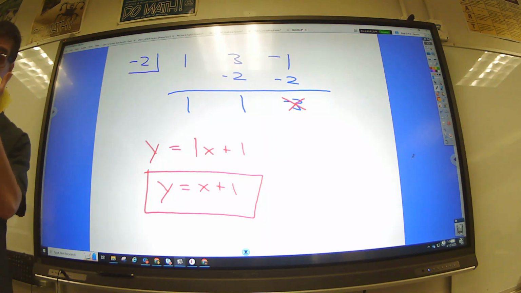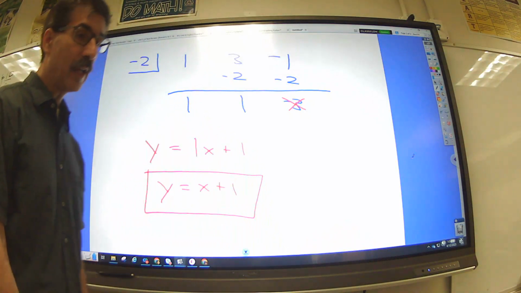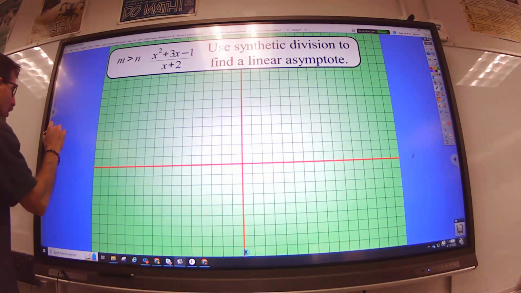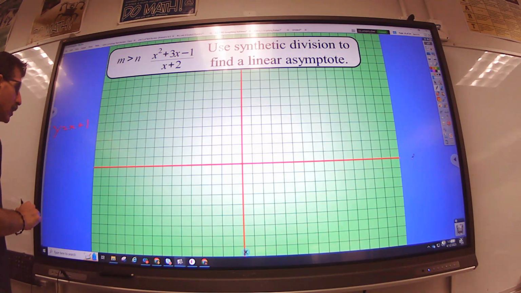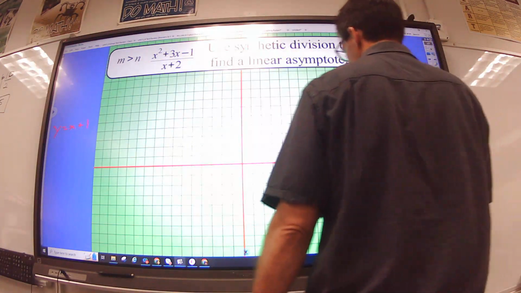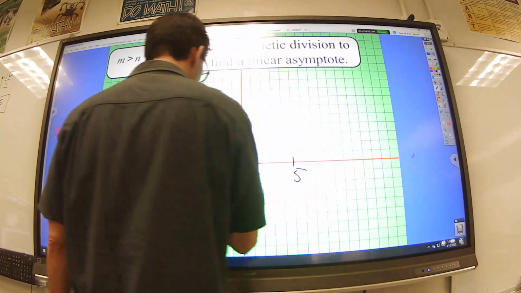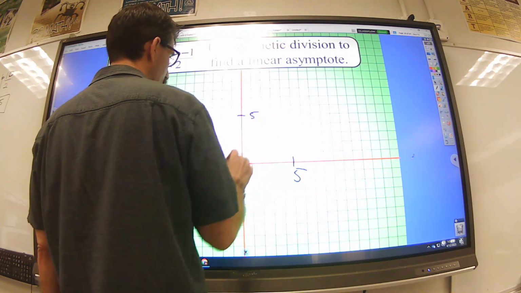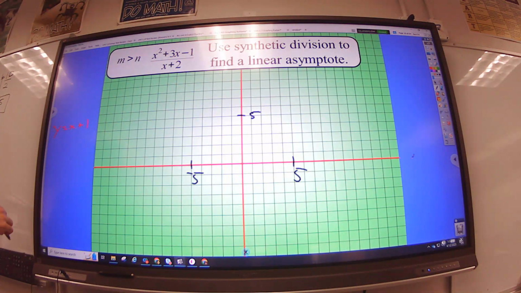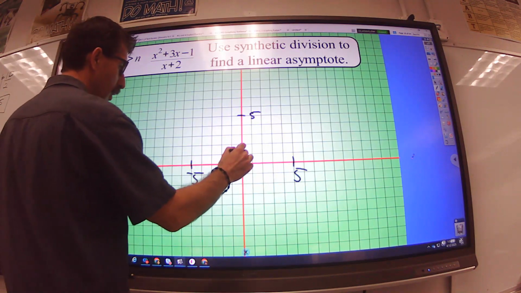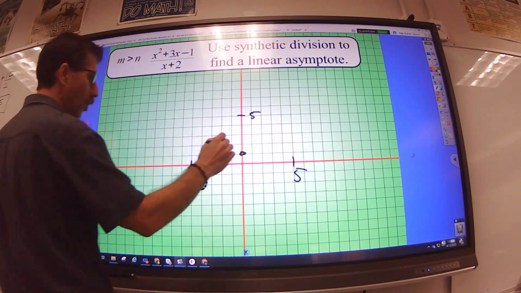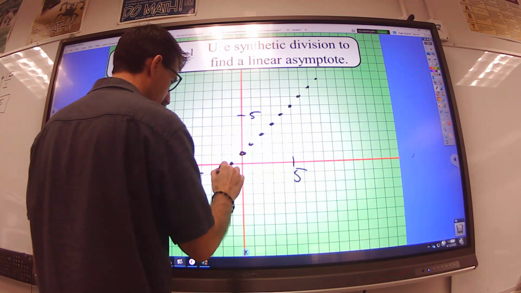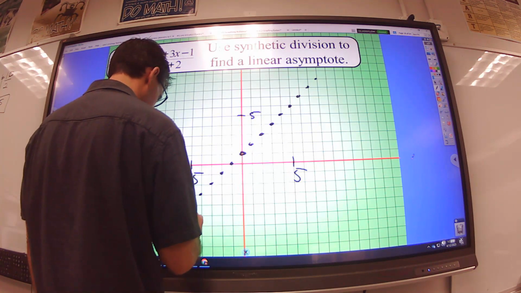Do you guys remember how to graph a line? Because you have to know how to graph a line for this. y equals x plus 1. So let's go over here and graph our line. We have our asymptote as y equals x plus 1, with 1, 2, 3, 4, 5 on each axis. We have the plus 1 as my y-intercept, and my slope is 1 over 1. And there's our asymptote.